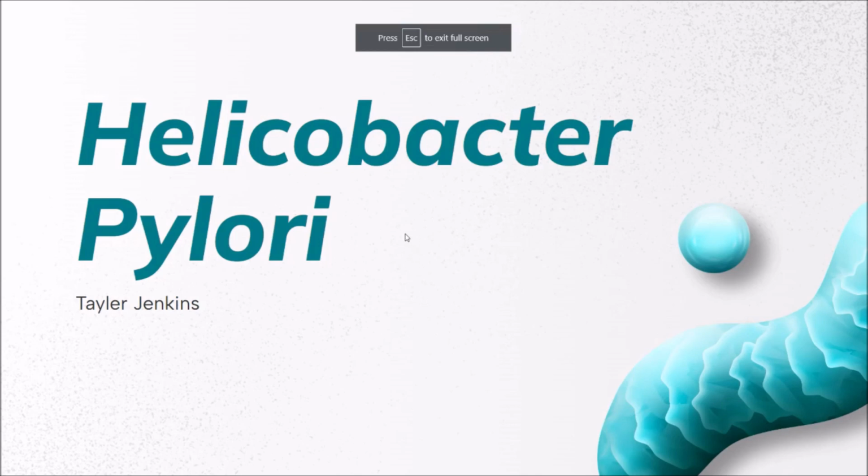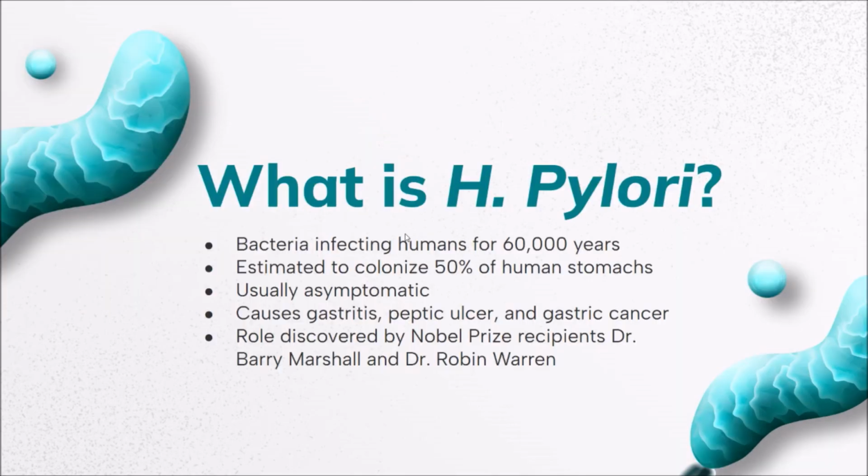My name is Taylor. I'm going to tell you about Helicobacter pylori. H. pylori is a bacteria that's been infecting humans for 60,000 years, and it's estimated that half of all people actually have it, although most are asymptomatic. H. pylori is the bacteria that causes gastritis, peptic ulcers, and can even lead to gastric cancer.